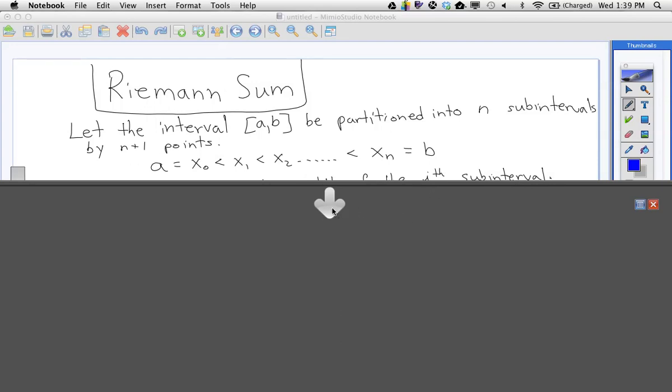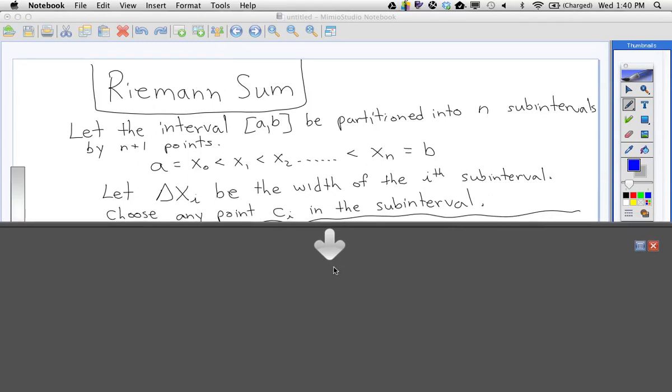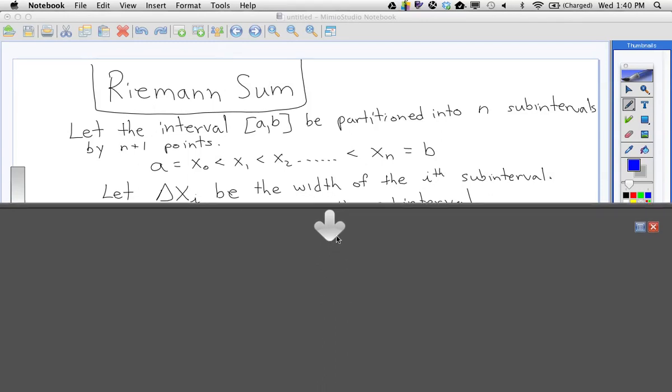Let's just go back. Let delta x sub i, don't be thrown off by the i, but it's important, I'll tell you why it's in there. Let delta x sub i be the width of the ith subinterval.